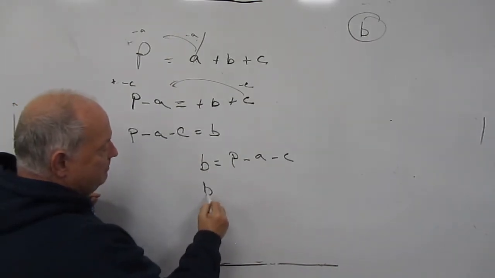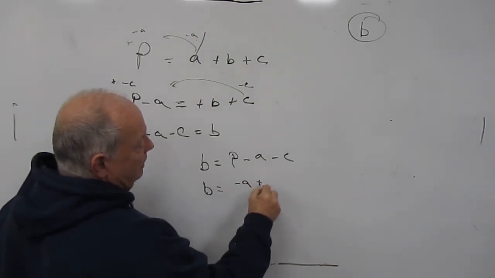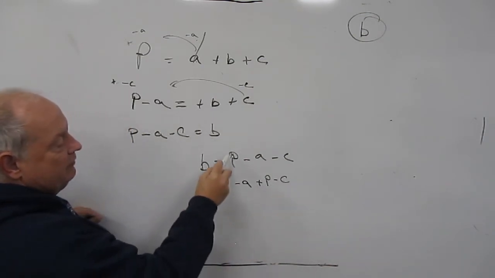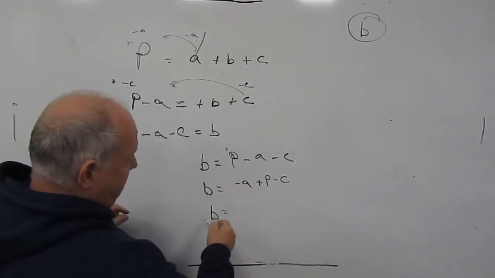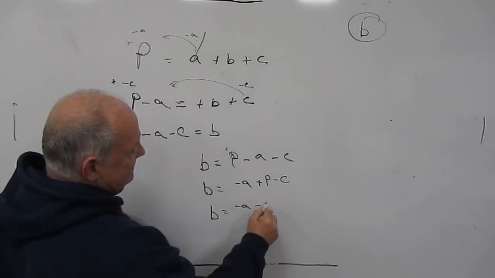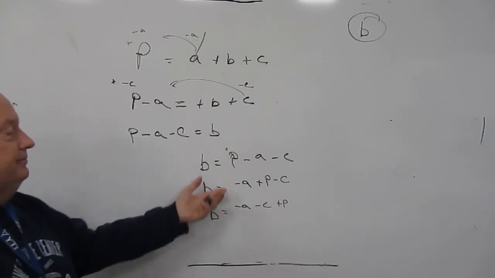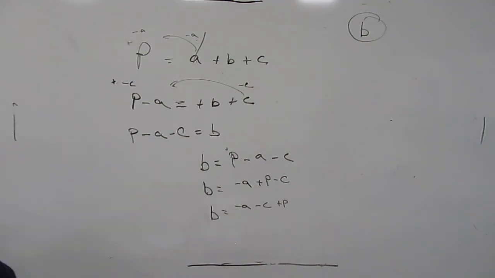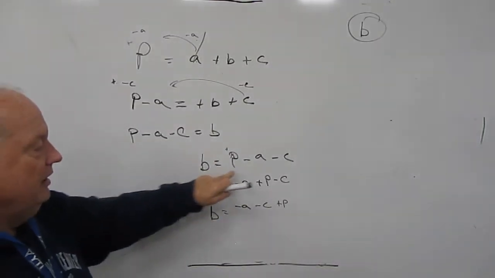This is the same as B equals negative A plus P minus C, because P is, of course, a positive number. And it is also the same as B equals negative A minus C plus P. And this is just arranging. Now, depending on what you're using this for, you may want to rearrange this equation. In our situations, we don't have to rearrange it in any order, just as long as you come up with B equals one of those.